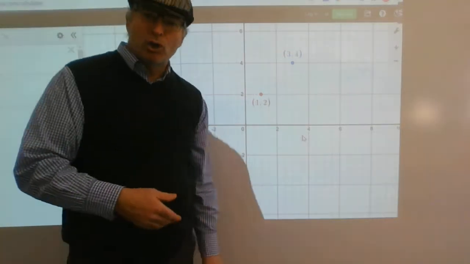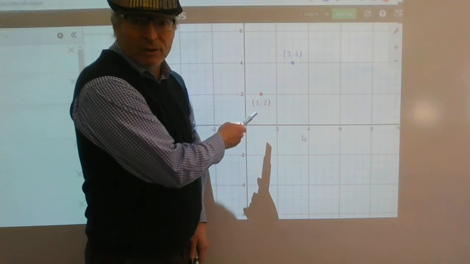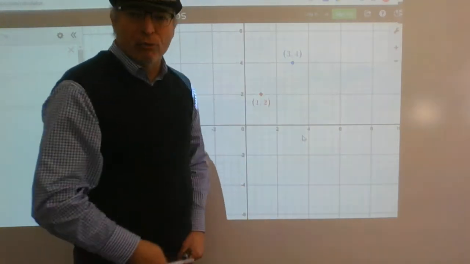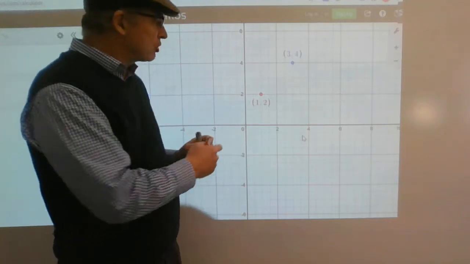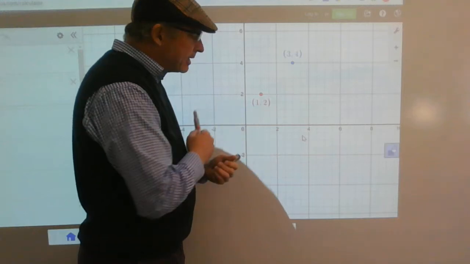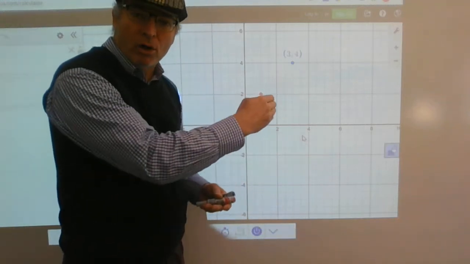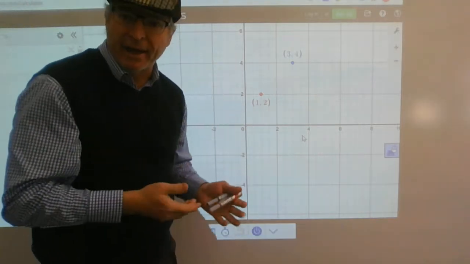So we have 2 points on the number plane. This point is the point 1, 2. This is the point 3, 4. And we know that with these ordered pairs that describe the point on the number plane, the first number here, 1, says how far across, and the second number says how far up or down.